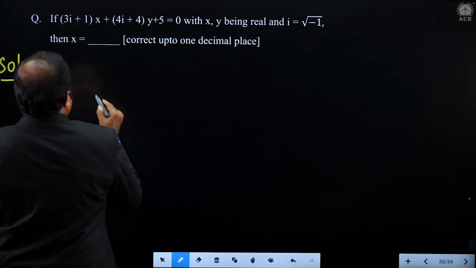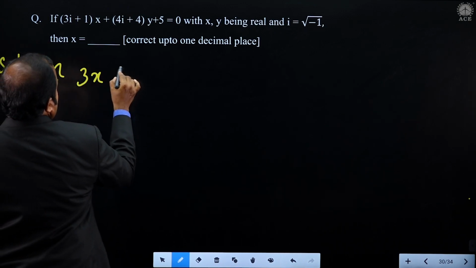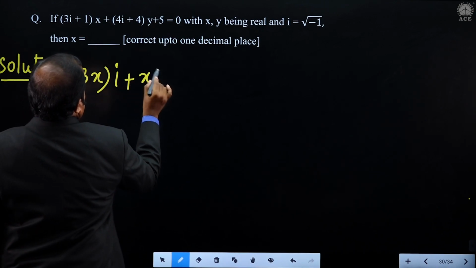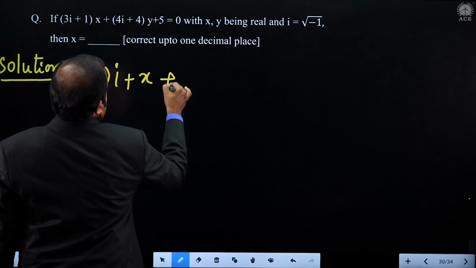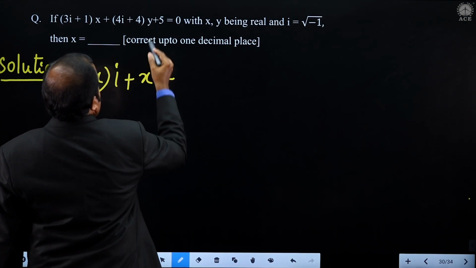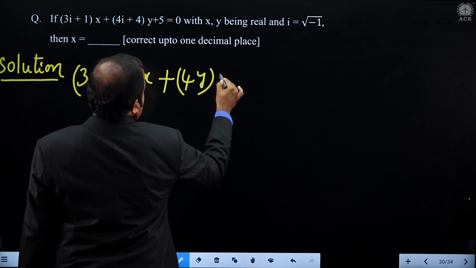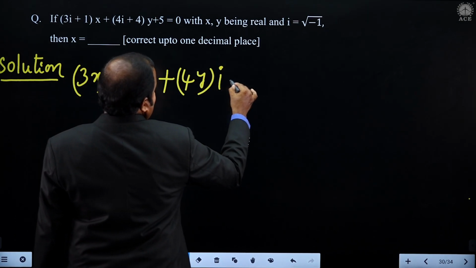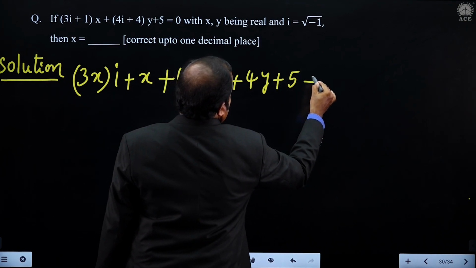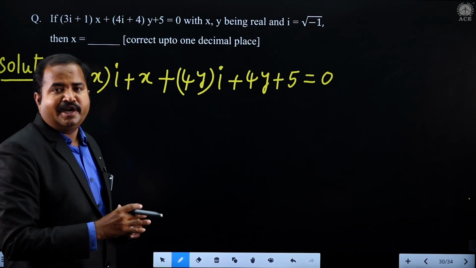The equation can be written as 3x times i plus x plus 4y times i plus 4y plus 5 equal to 0. So separate real and imaginary parts.